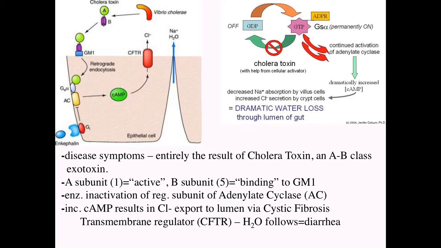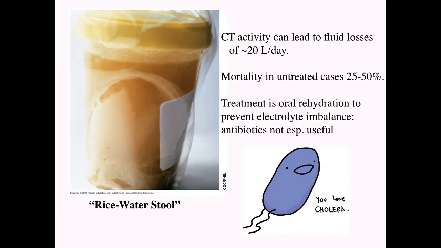And actually, so much is pumped out that you're not only losing water, but your electrolytes are way out of whack. And so what really kills people is not so much, well, it certainly is that they're dehydrated, but one of the major problems is the electrolyte imbalance. This is why the treatment is Gatorade. You don't treat people very often with cholera with antibiotics. It's really supportive care. You just need to keep their fluid levels up, and you need to keep their electrolytes in balance. So massive amounts of Gatorade will help get people through that.